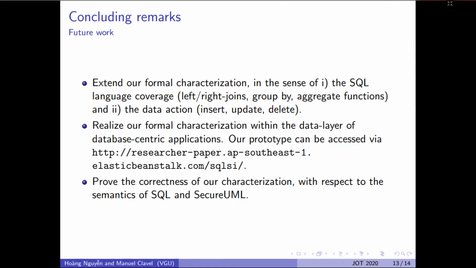To the best of our knowledge, this seems to be the first attempt to apply a formal method in characterizing fine-grained access control authorization for SQL query. We would like to continue this line of research in the following directions.